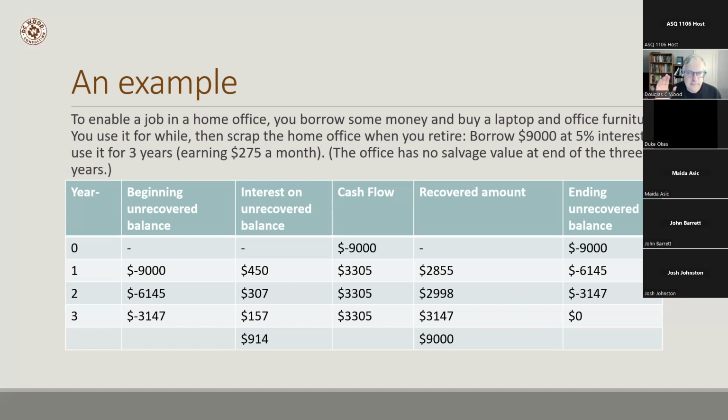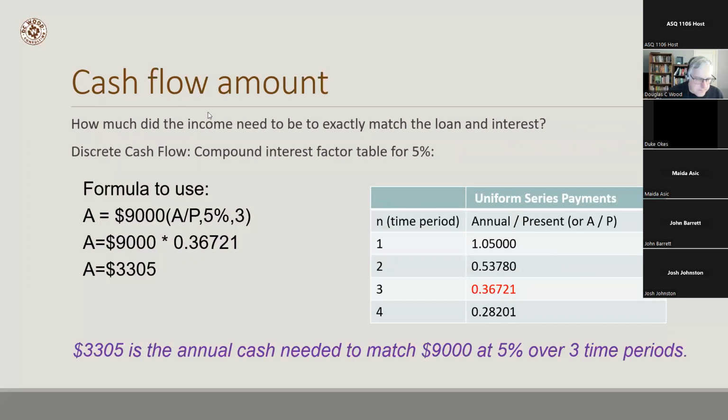Everybody follow that now? Kind of see how that looks? This is looking at it from the standpoint of the bank looking at their unrecovered balance. That's what's important to them. So looking at this, how did that prior table come up with 3305? Where did that number come from?